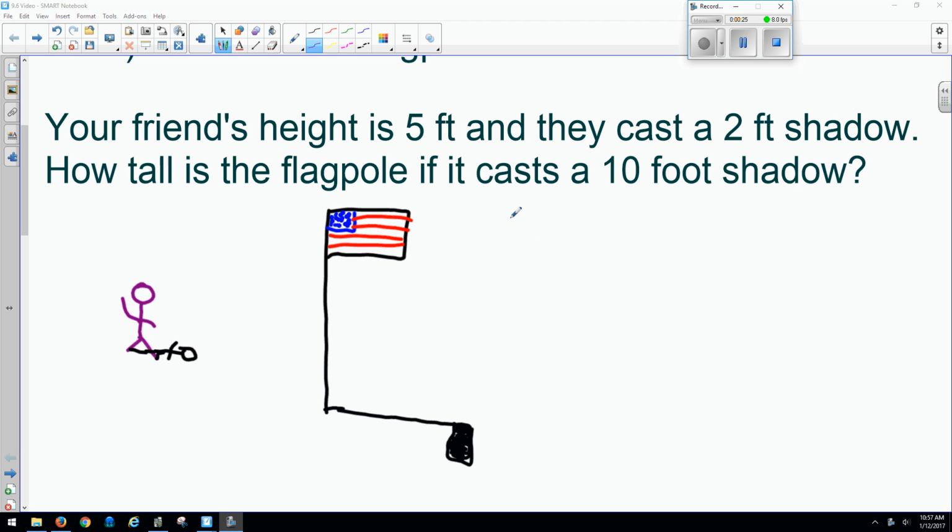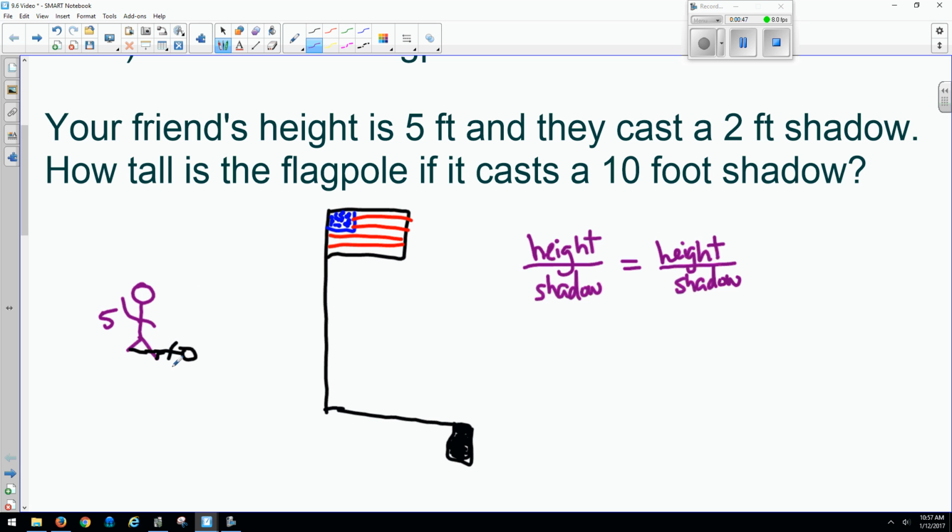One thing that you could do is height over shadow equals height over shadow. It always helps to draw a diagram. The height for the friend is 5 and they cast a 2 feet shadow. The height of the flagpole we need to find, and it casts a 10-foot shadow. This is really like similar triangles. This would be a right triangle and this would be a right triangle.